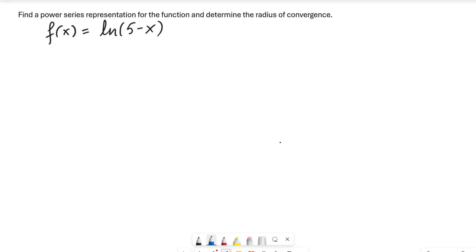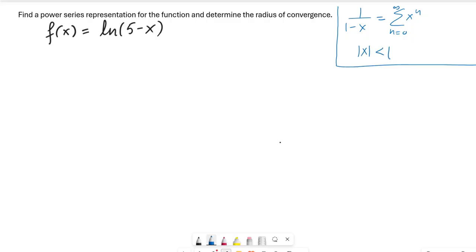So here is the problem. This is power series representation of this function. This is natural log of 5 minus x. Until now, we've been using 1 by 1 minus x to write series, which is the sum n from 0 to infinity of x^n, which is a geometric series, and converges when the absolute value of x is less than 1. But this is nothing like that, right?